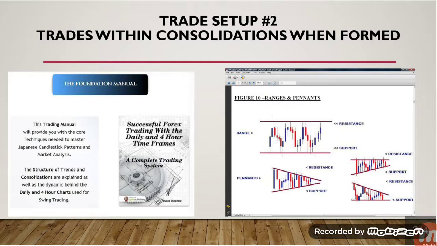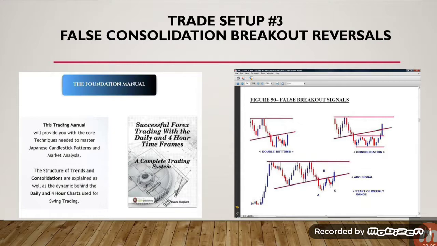Of course, once the consolidation has been completed, we will continue to trade in this sideways pattern, which can take the form of either a range consolidation setup or a pennant consolidation, where the market can form three types of pennants with different angles of resistance and support boundaries. The third setup is that we trade false consolidation breakout reversals, where the market will attempt a breakout at one end of the consolidation and then reverse sharply to take us back inside of the consolidation. So these are the three main types of setups that are traded as part of my methodology.